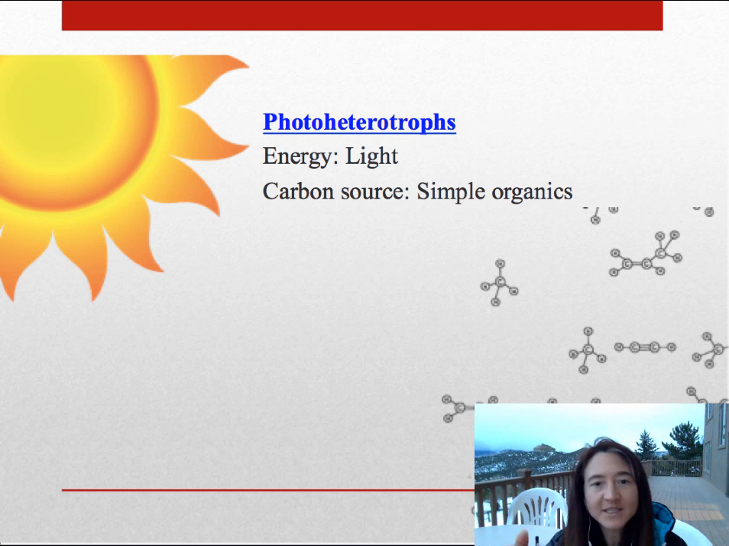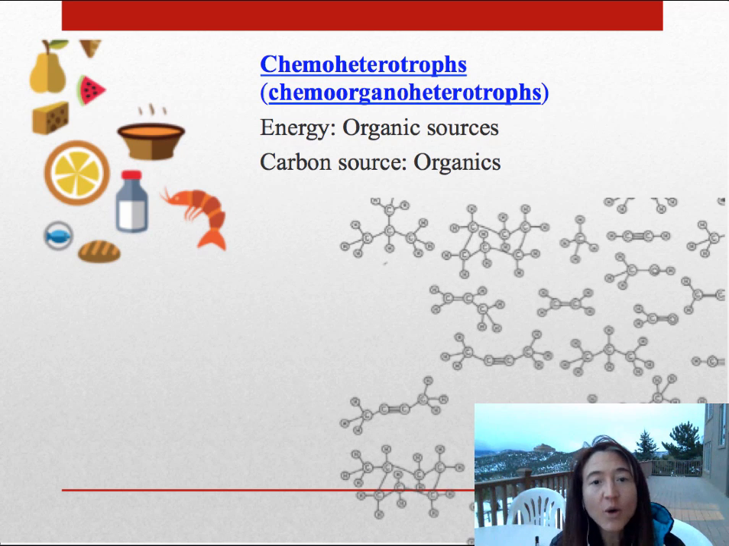Most of the organisms that we work with in lab, and including us, fit into this last category of chemoorganoheterotroph. Our energy source is organics. Our food source, our carbon source, we eat other life. We are not self-feeders or primary producers. We eat other things. So organics serve as both our source of energy and our source of carbon.